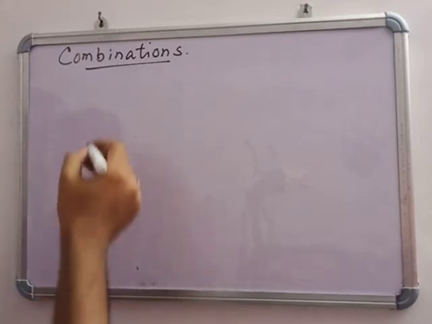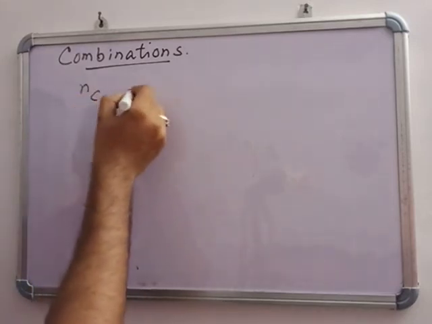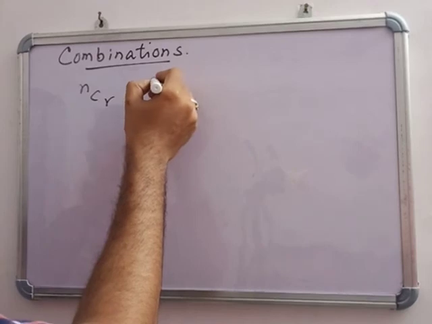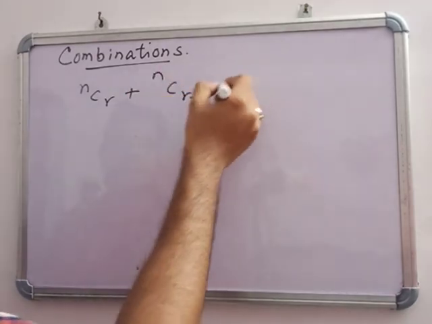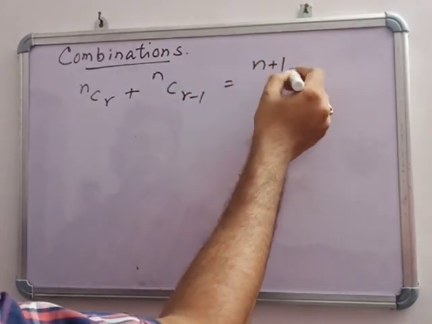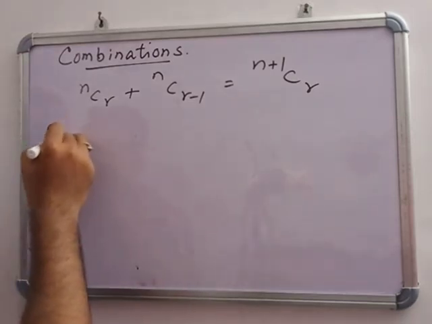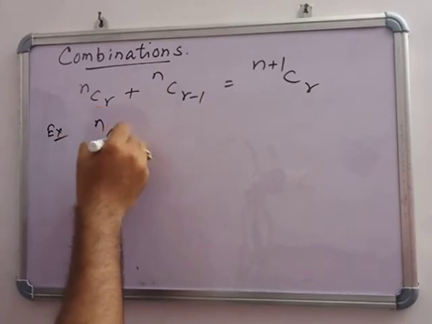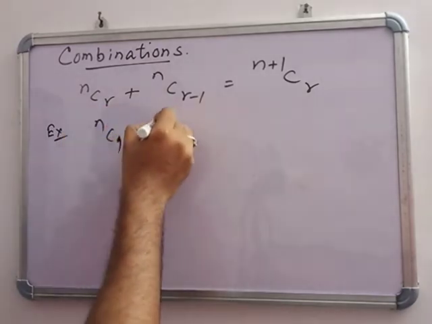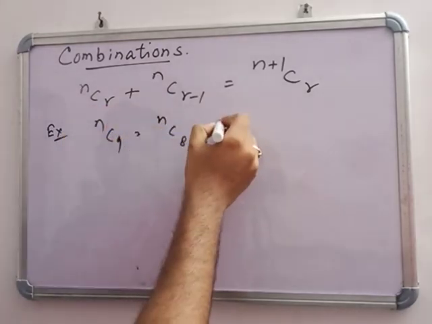See that nCr plus nCr minus 1 equals (n+1)Cr. This is a very important formula, and we use it for various purposes. Now I want to show an example like that. See that nC9 equals nC8.